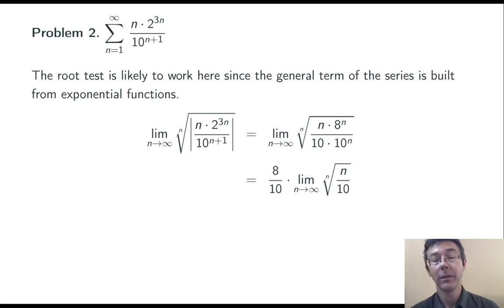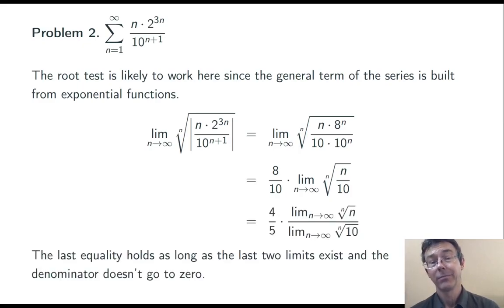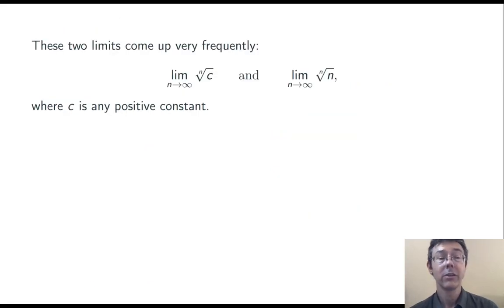Now I have to deal with the limit as n goes to infinity of the nth root of n over 10. And I'm going to look at the numerator and denominator separately. How do we do the limit as n goes to infinity of the nth root of n, and the limit as n goes to infinity of the nth root of 10? Well, let's consider them one at a time. And let's actually be a bit more general. Let's not worry about the nth root of 10. Let's just look at the nth root of c, where c is some positive constant.